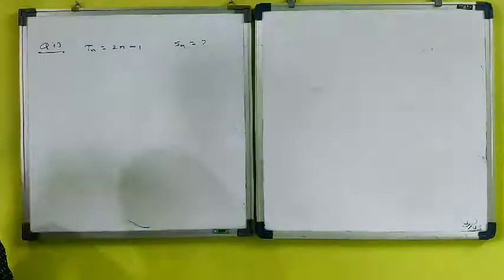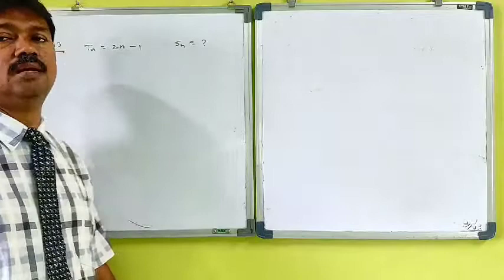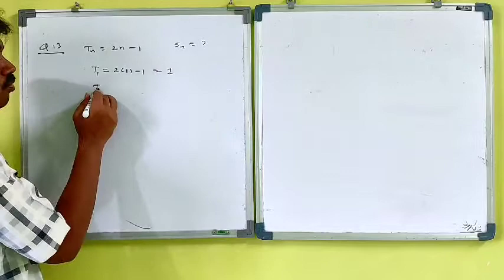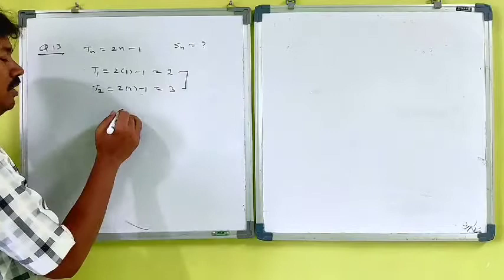Yes, the next question is question number 13. The Tn is given as 2n minus 1. So what is Sn? Again the same, we'll find the common difference first. So Tn is given. T1 is 2 into 1 minus 1, which is 1. T2 is 2 into 2 minus 1, so 4 minus 1 is 3. So clearly the common difference, T2 minus T1, is D equal to 2.